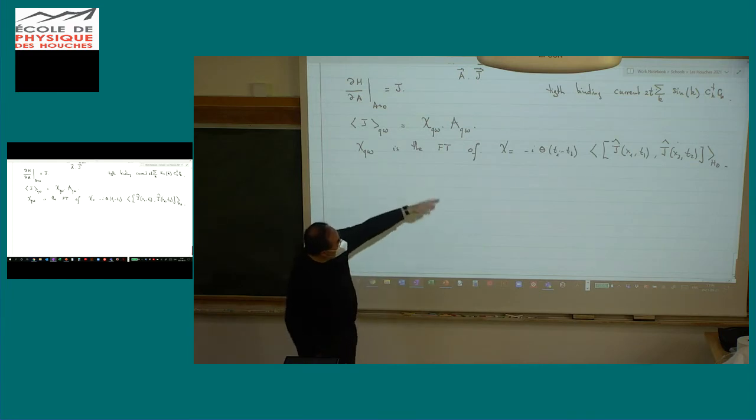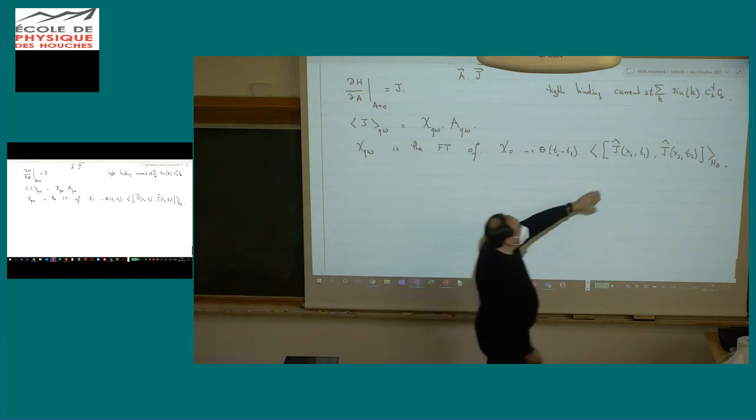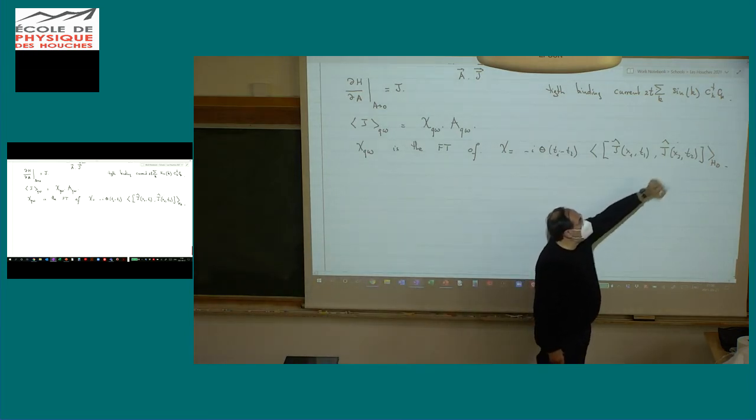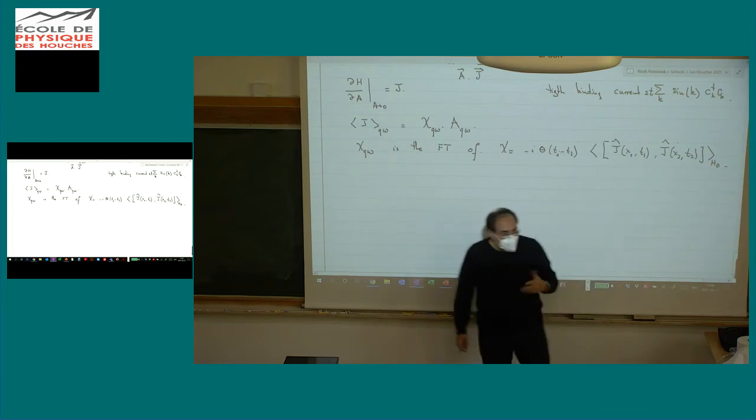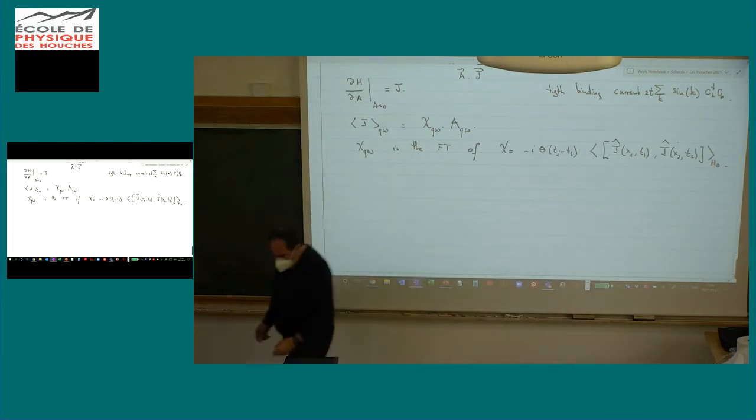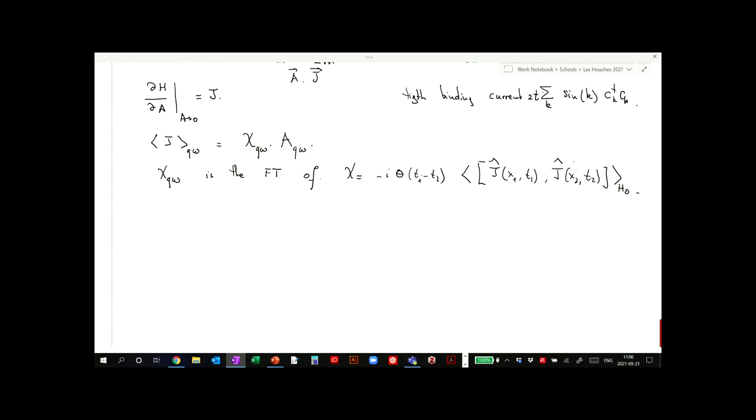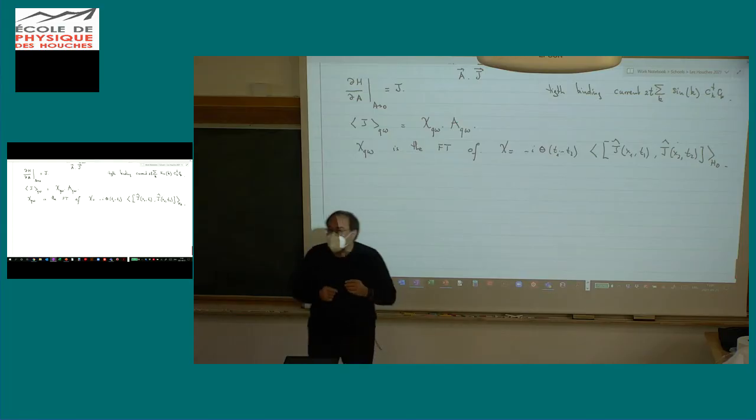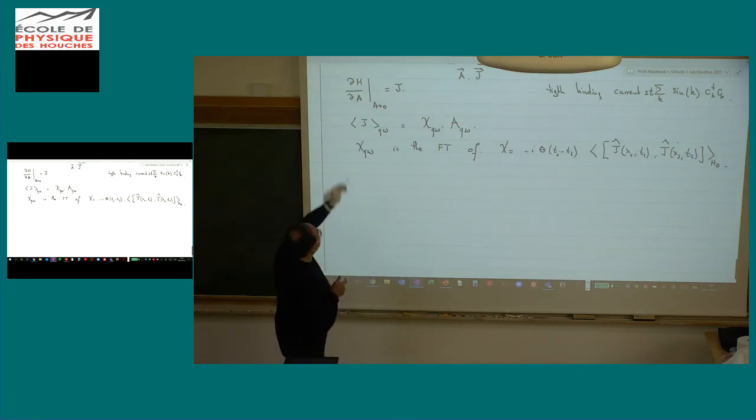So you need to do the Fourier transform in space and in time of this object. If you have a system which is invariant by translation, it only depends on one coordinate and one time coordinate, which is the difference between the two. Okay, but that's not the conductivity. Because you see, we did the right thing.